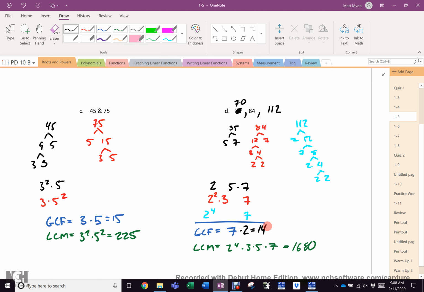I heard one person say, what? Where did you get 70 from? I just changed it to 70. I said if it was 70, what would the black line become? When it was 35, it was 5 times 7. So now I'm asking you, what would happen if I made it 70? It would be 2 times 5 times 7, wouldn't it? And that would make 2 a part of all 3 of them. So the 2 would have to become a part of the GCF. So my GCF would now be 14.